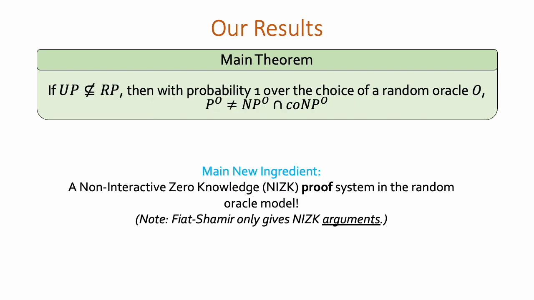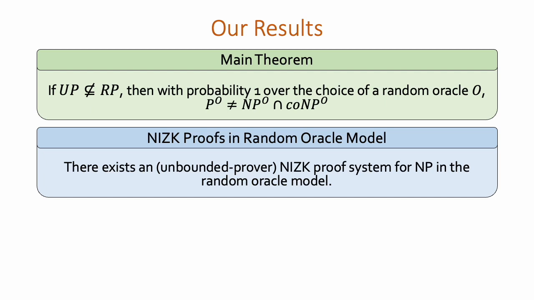The main technical ingredient to construct our language is a non-interactive zero-knowledge proof system in the random oracle model. Note that this cannot be achieved via the standard Fiat-Shamir transformation because the Fiat-Shamir heuristic can only achieve NIZK arguments, which provide soundness against computationally bounded provers. What we require here is soundness against computationally unbounded provers. So we show that there exists an unbounded prover NIZK proof for NP in the random oracle model.